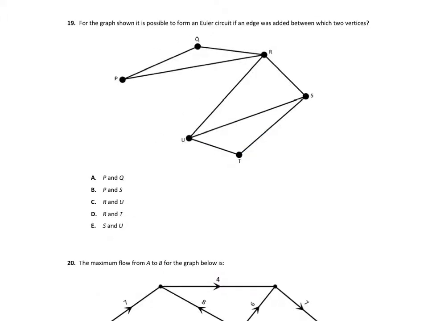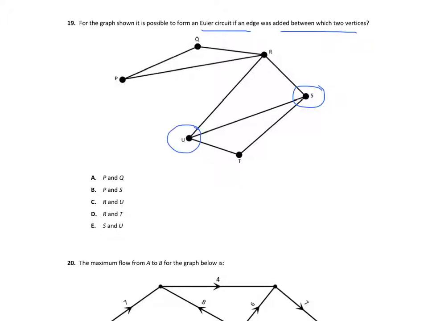Okay, question 19. So here we're looking at, for the graph, form an Euler circuit if an edge was to be added between which two vertices. Now, to get an Euler circuit, we know that there has to be no odd vertices. So let's just check. P is even, Q is even, R is even, S at the moment is odd. It has a degree of 3. T is even, and U also has a degree of 3 and is odd.